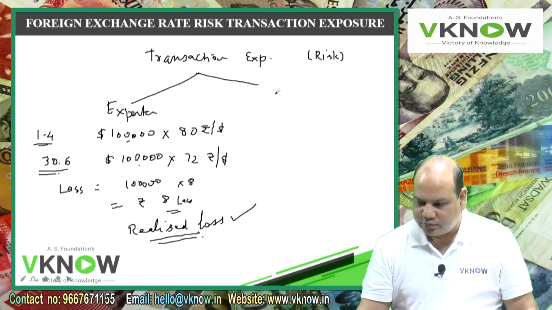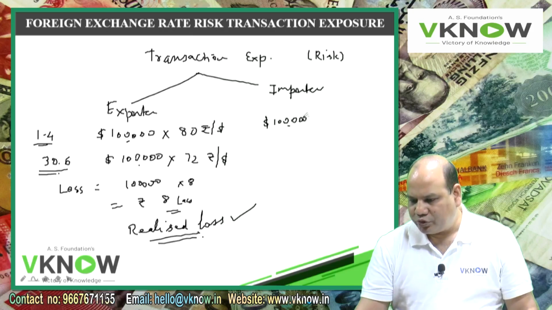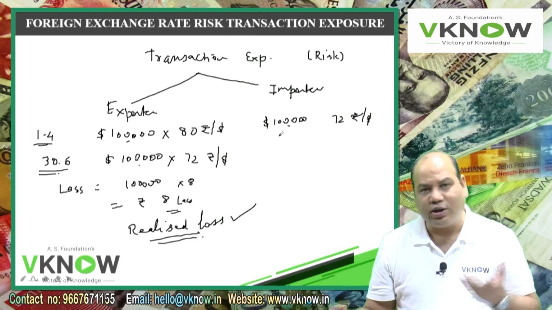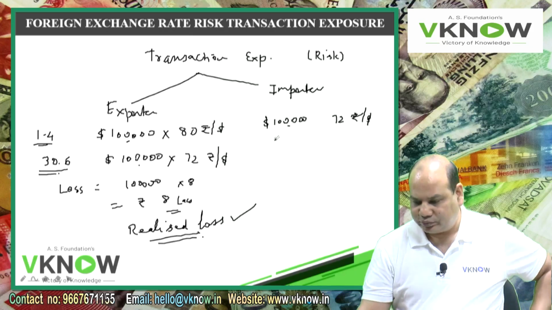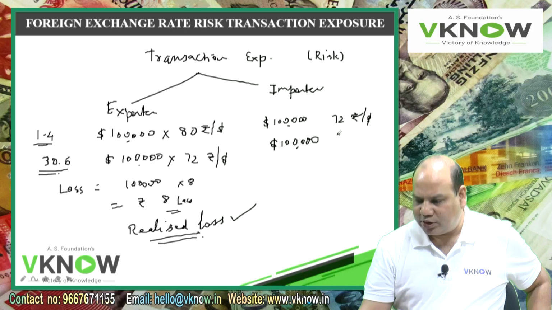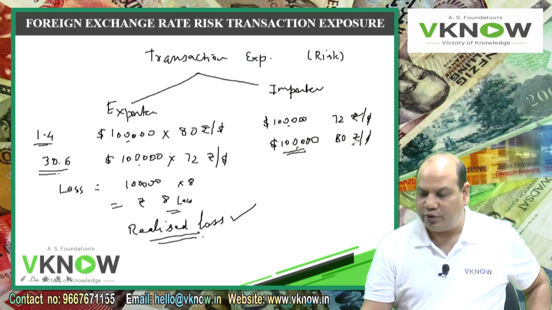If you are an importer, you have imported goods on 1st April, $1 lakh. So that day the rate was 72 rupees per dollar. So you were happy that if I pay 72, I will sell the product in the market at some rate and I'll make profit. You are supposed to make payment on 30th June. On 30th June, when you go to the bank to make the payment, bank says today the exchange rate is 80 rupees per dollar. So you can buy $1 lakh at the rate of 80.